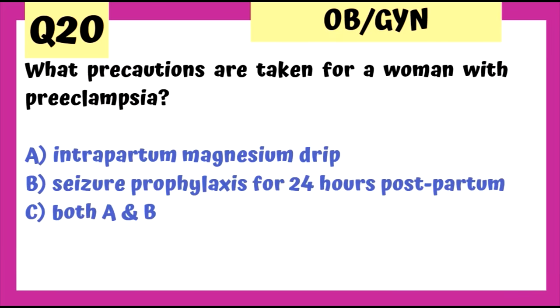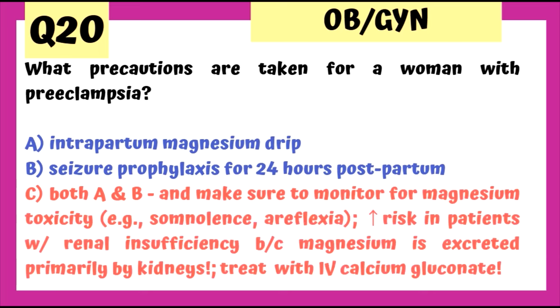Question 20, what precautions are taken for a woman with preeclampsia? The answer is, take a look at it, both A and B. We give both intrapartum magnesium drip, and we give seizure prophylaxis for 24 hours postpartum. A thing to look out for is magnesium toxicity, where we see somnolence and areflexia.